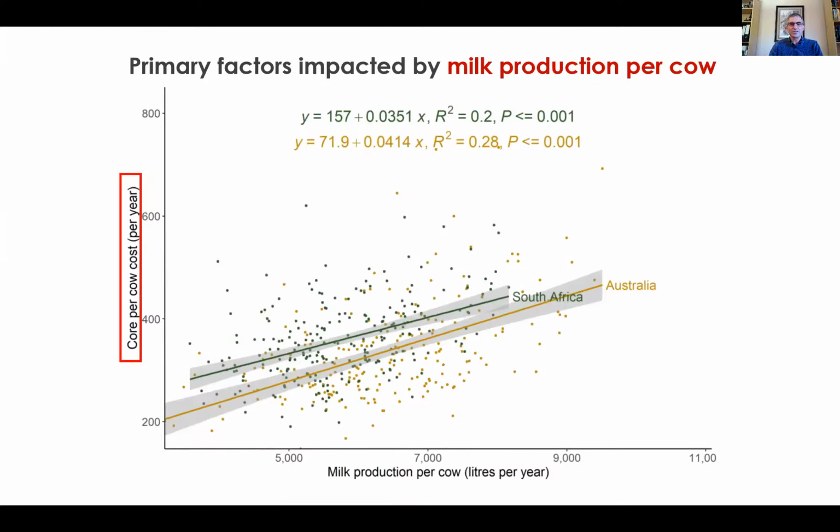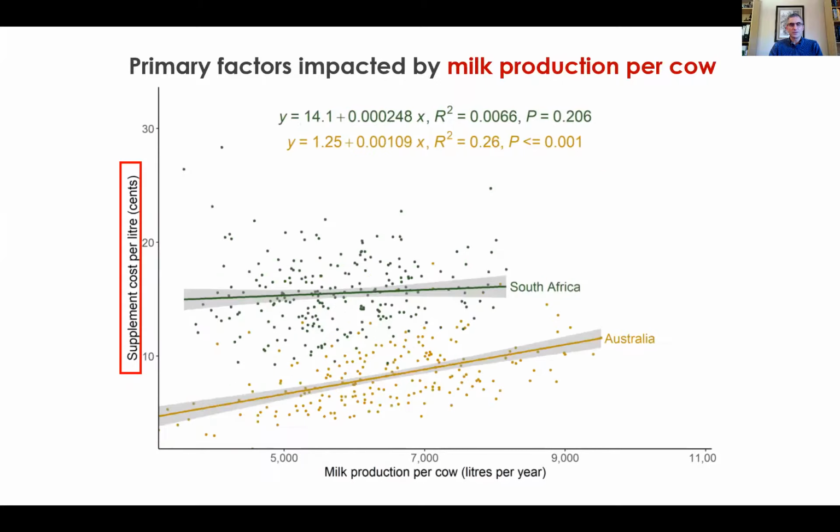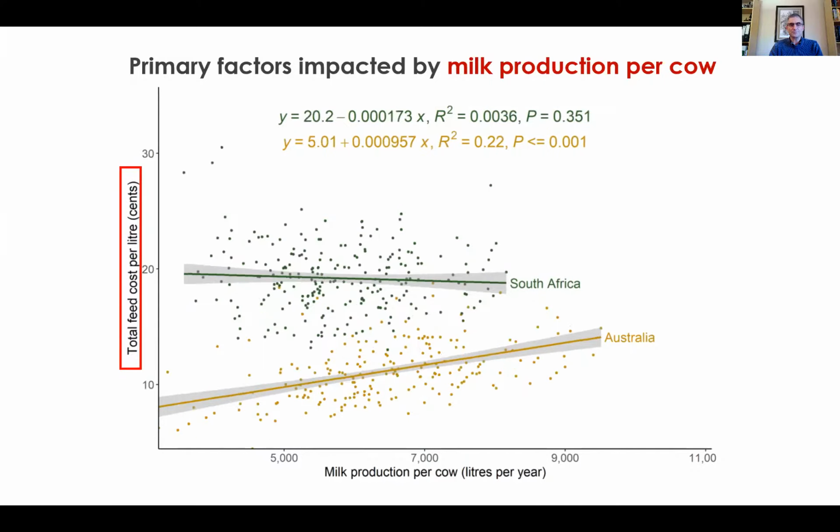This graph outlines the impact of milk production per cow on core per cow cost. The two trends are similar, with increasing milk production per cow contributing to an increase in core per cow cost. This graph outlines the impact of milk production per cow on supplement cost per litre. The trend is strong in the Australian data, with increasing milk production per cow contributing to an increase in supplement cost per litre. There is not a similar trend in the South African data.